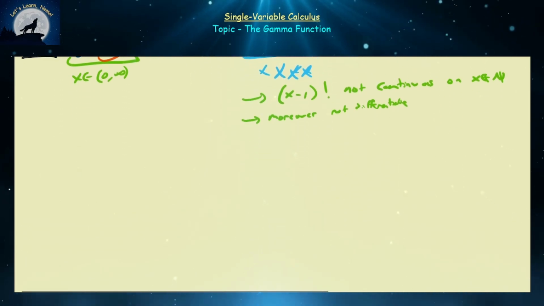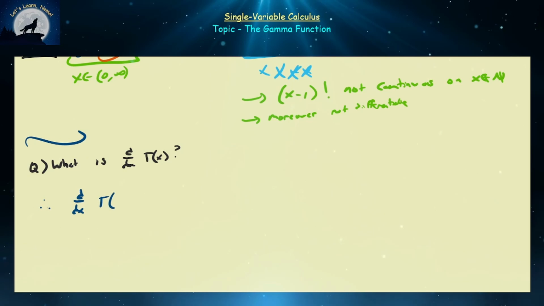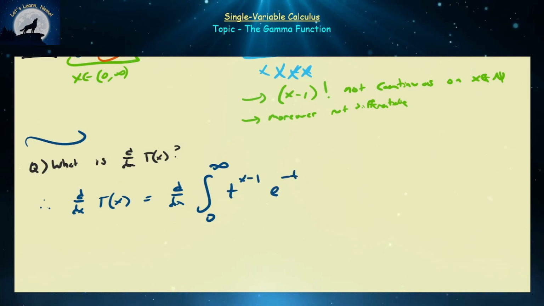So since the derivative of gamma is defined without an issue, then we can ask the question, what is the derivative of the gamma function? Right? So how would you find the derivative of the gamma function? Well, the derivative of the gamma function would just be equal to the derivative of this integral defined function, the integral from 0 to infinity of t to the x minus 1 e to the minus t dt.